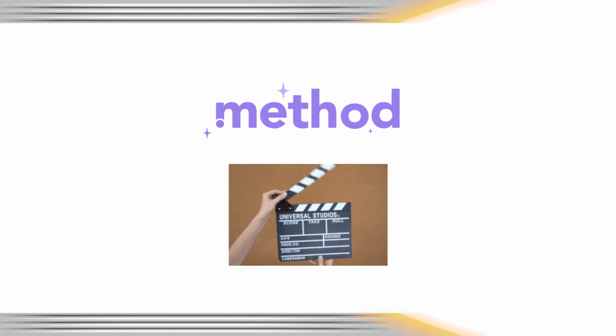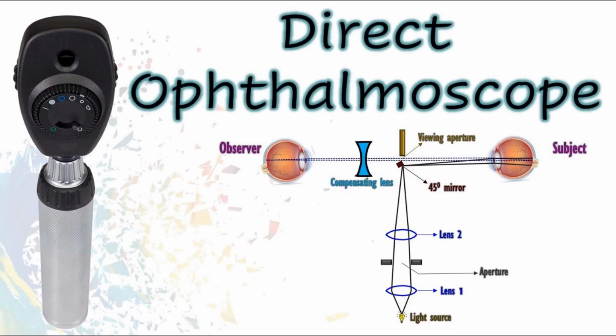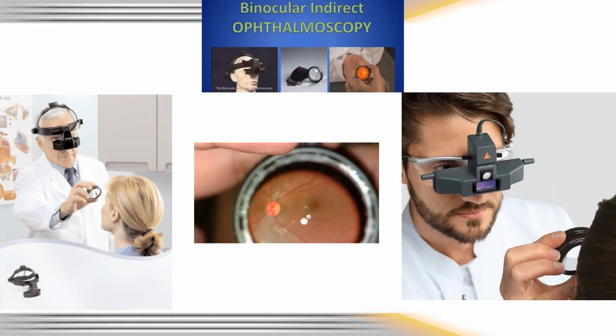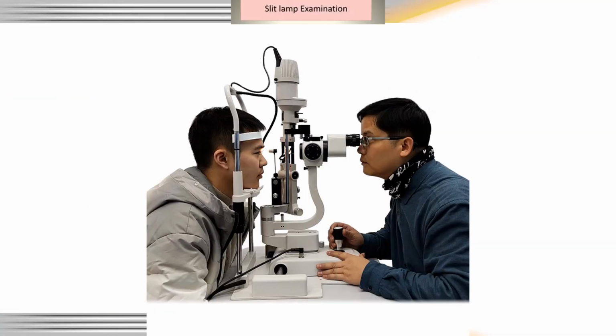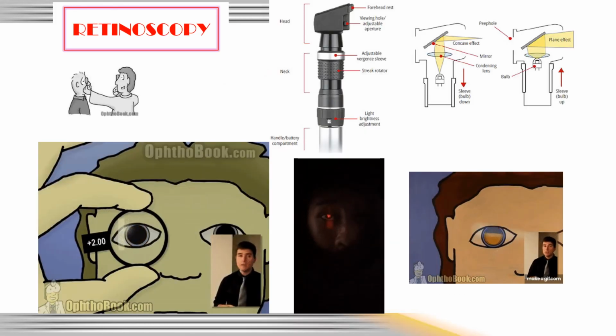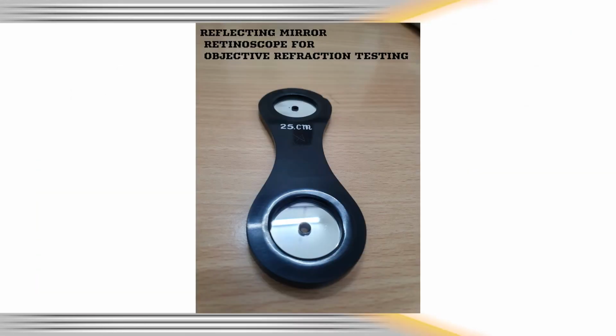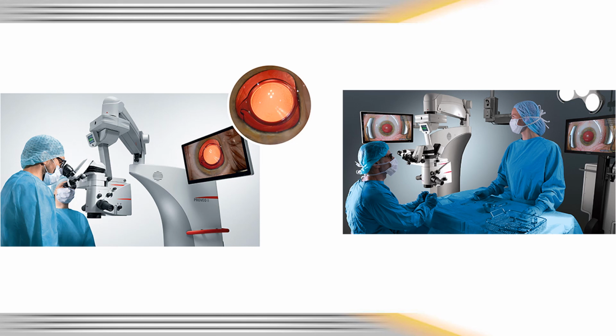Different methods exist to detect the red reflex. The direct ophthalmoscope, the indirect one, the slit lamp, the retinoscope, the reflecting mirror, as well as the operating microscope.